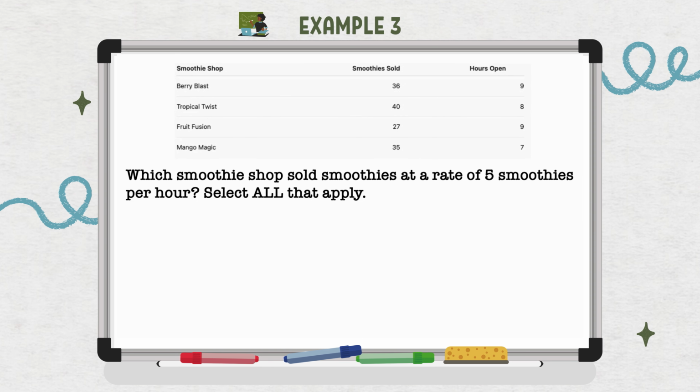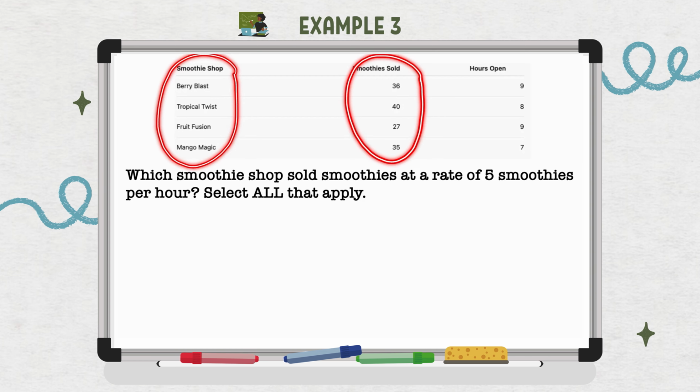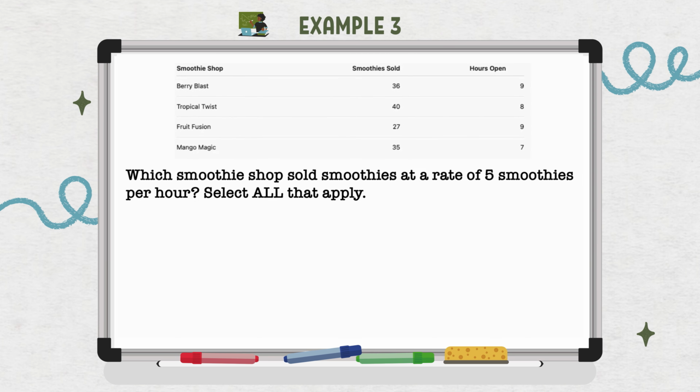Example 3. This time we have a table. The question says, which smoothie shop sold smoothies at a rate of 5 smoothies per hour? Select all that apply. So the first thing we need to know is how to read this chart. So here we have all of our smoothie shops. Here we have the smoothies that they sold, and here we have how many hours they were open. Let's go through the list.